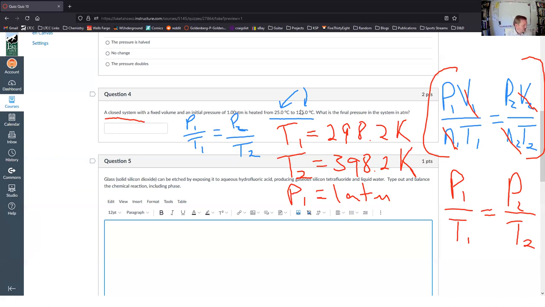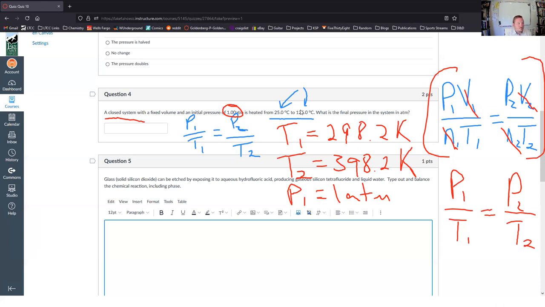I'm trying to remember what the final answer was, so you might as well just do it. So 1 over 298.2 times 398.2, 1.34 atmospheres, or 1.33 atmospheres within sig figs. And we're limited in our sig figs based on that 1.00 atm we started with, right? So if you did this calculation and you got 5 atmospheres, that means you didn't put it in Kelvin. If you put 25 and 125 in and got 5 atmospheres, that just tells me that you didn't put it in Kelvin, right?